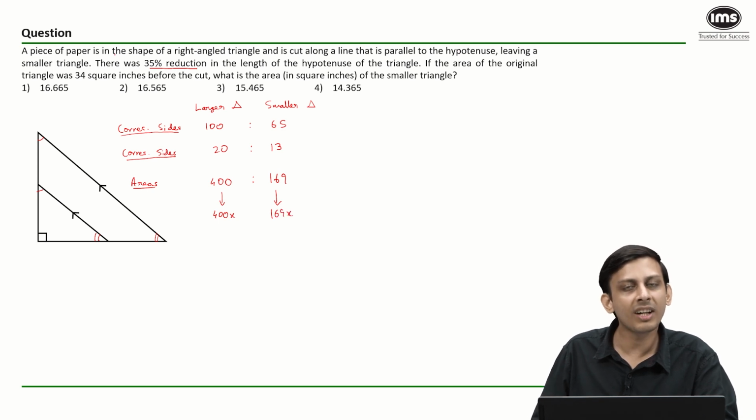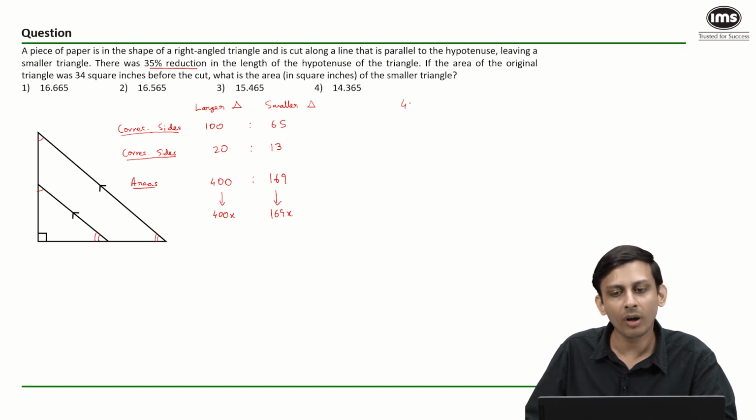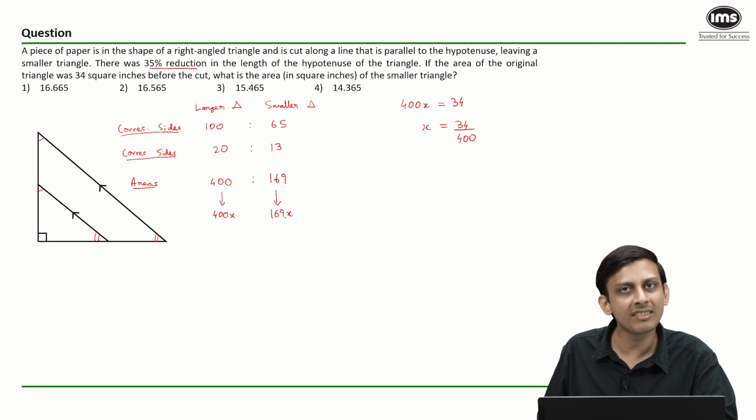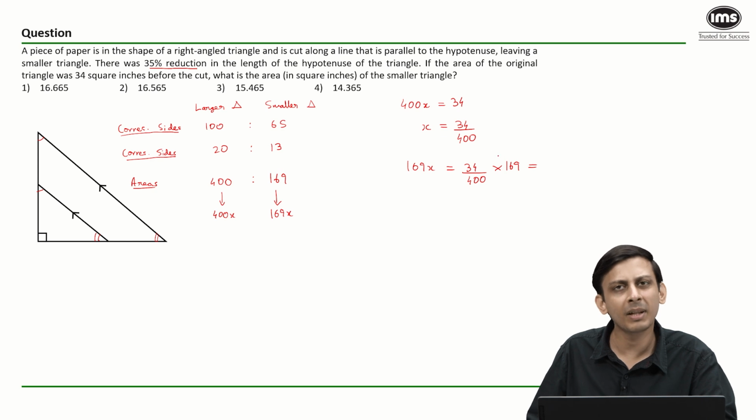Now, the area of the original triangle, the larger triangle, was 34 square inches. And here we are getting 400x. So 400x is equal to 34. So x is equal to 34 by 400. And therefore, the area of the smaller triangle, which is 169x, will be 34 by 400 into 169. We can do this fairly manageable calculation to get approximately 14. Specifically, we will get 14.365. Option 4.